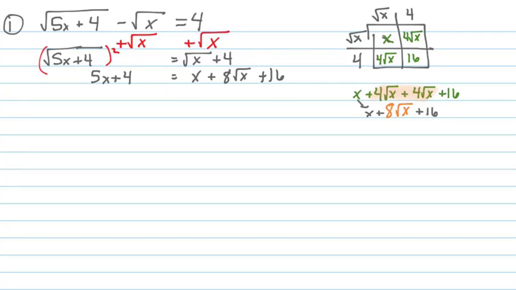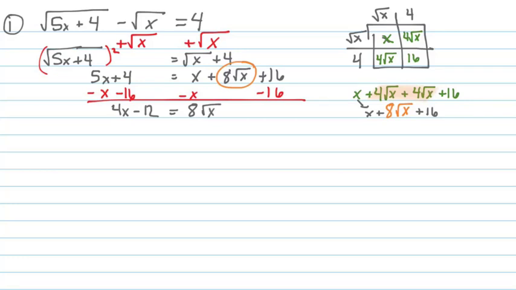Now I need to get everything that doesn't have a square root on the other side. So I want to get this by itself now. That means we're going to subtract x from both sides and 16 from both sides. And so that gives me 4x minus 12 is equal to 8 times the square root of x. Is there a number that can divide into all of these evenly? Well, a 4 can. So I want to divide every single term by 4. That just gives me easier numbers to work with. x minus 3 is equal to 2 square roots of x.